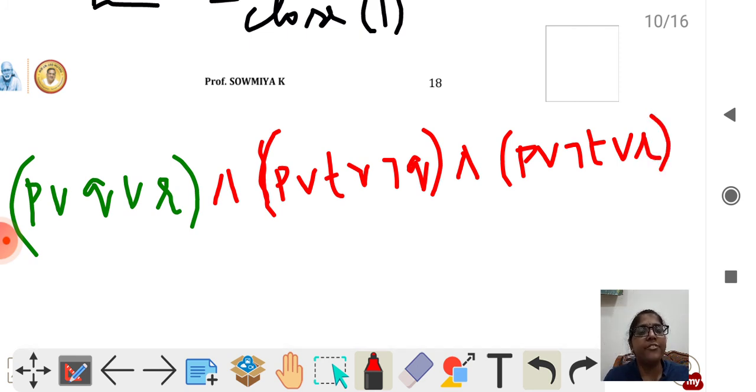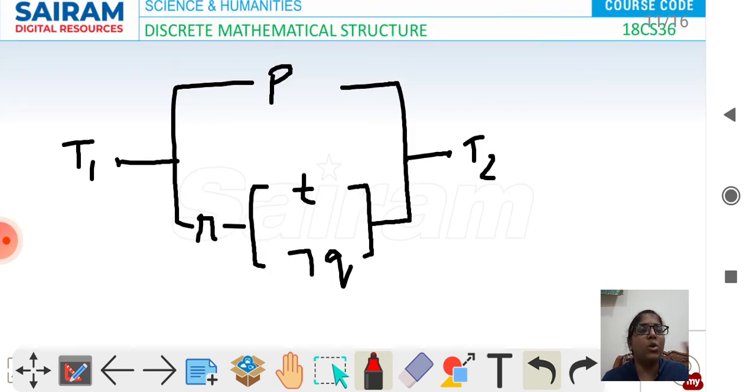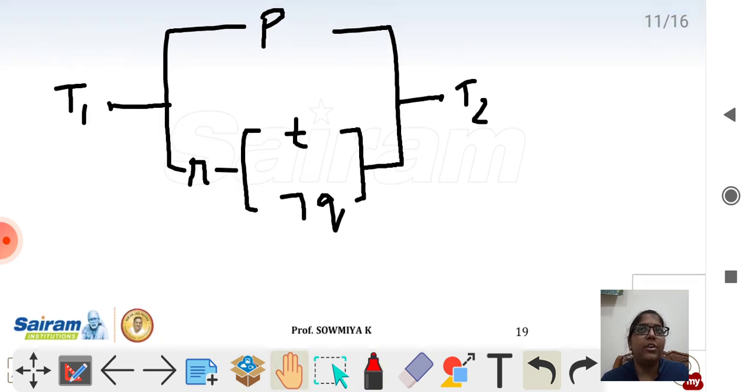You can identify it from that network diagram. If you simplify this network diagram, you will get one compound statement. See, here we are having one compound statement, right? If you simplify that compound statement using the laws, you will get one simplified statement. So for that we have the diagram. You can try. If you simplify that compound statement, you will get this answer.